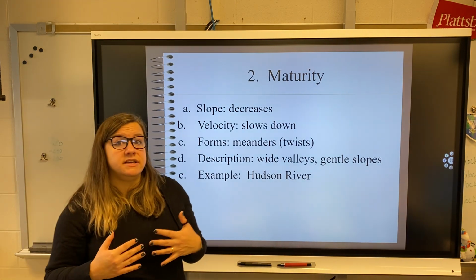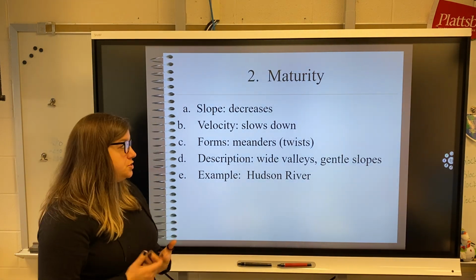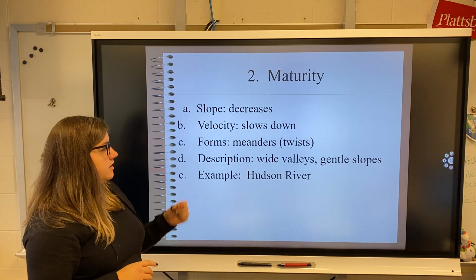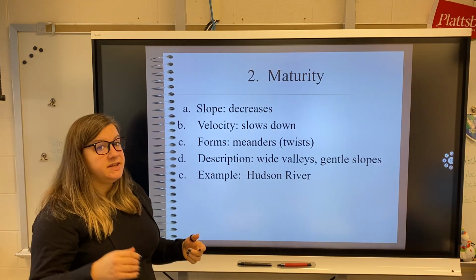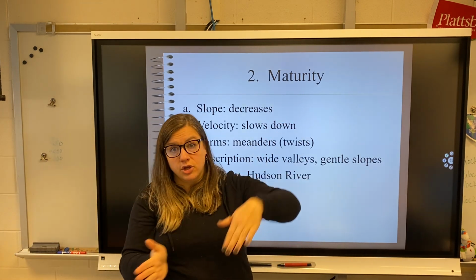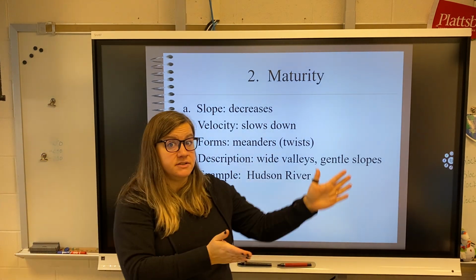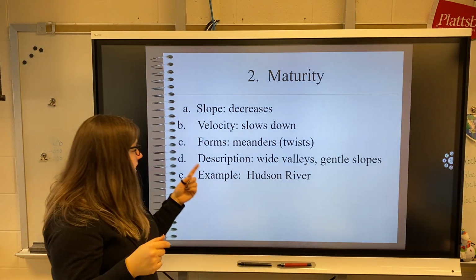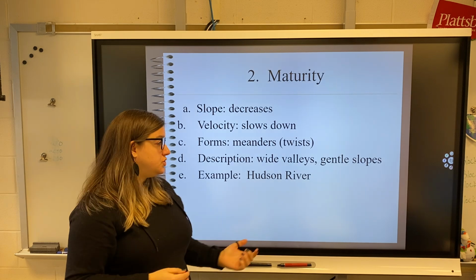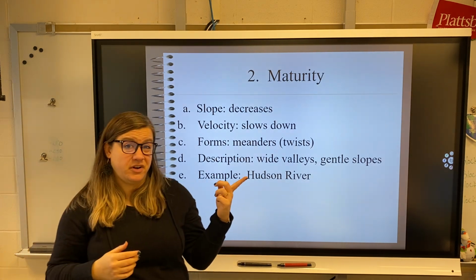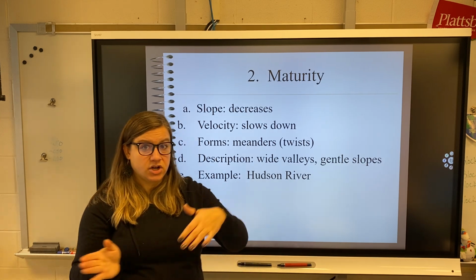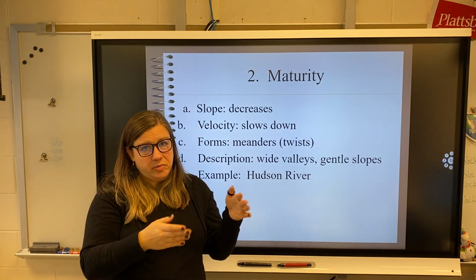So as these streams and rivers start to mature, their slope is going to decrease. It's not going to be as steep. They form these meanders. Meanders are what the twists are called. You need to know what meanders mean. So meanders are twists. The description is going to have wider valleys, gentle slopes. The Hudson River actually is a really good example of a mature river. There are still curves, but they're starting to get pretty windy.